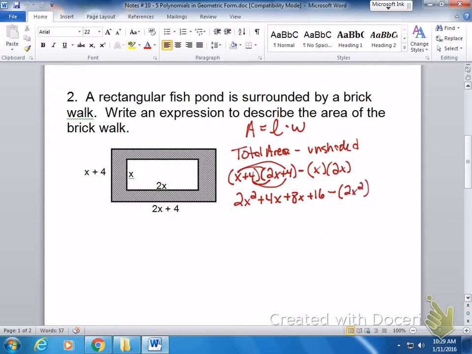Now, guys, all I have to do is combine my like terms. I have a 2x squared. Well, I have a minus 2x squared. They cancel each other out. I've got a 4x and an 8x. I add those together, get 12x. And all I have left is plus 16. So the area of the shaded region is 12x plus 16. All right, let's go to the next page.